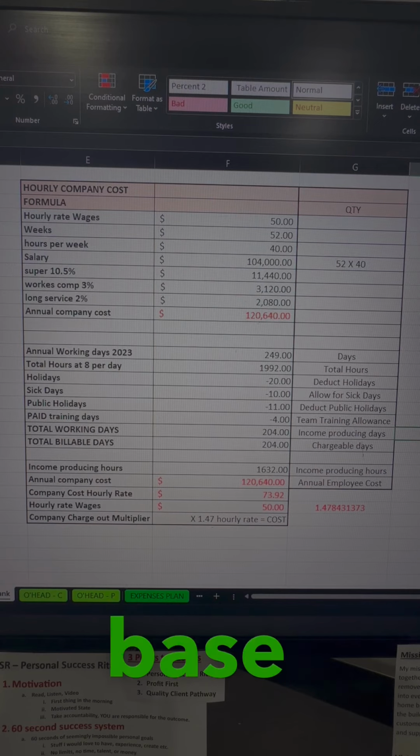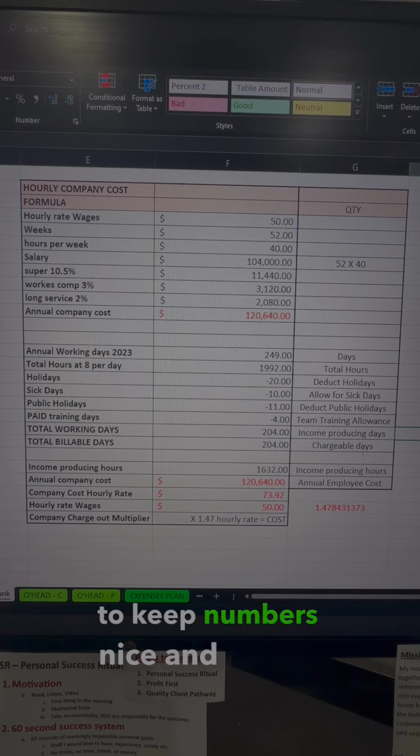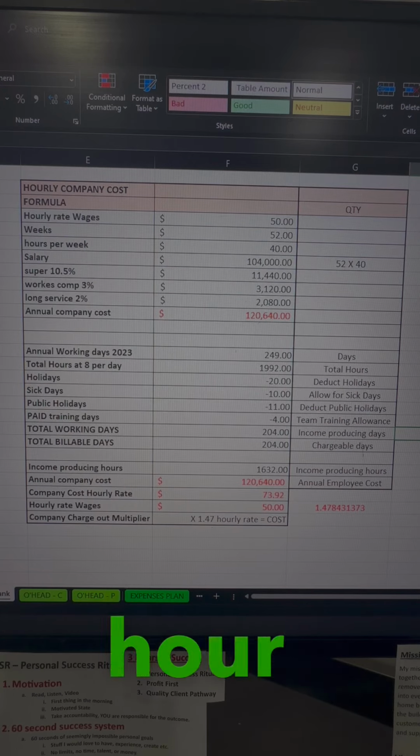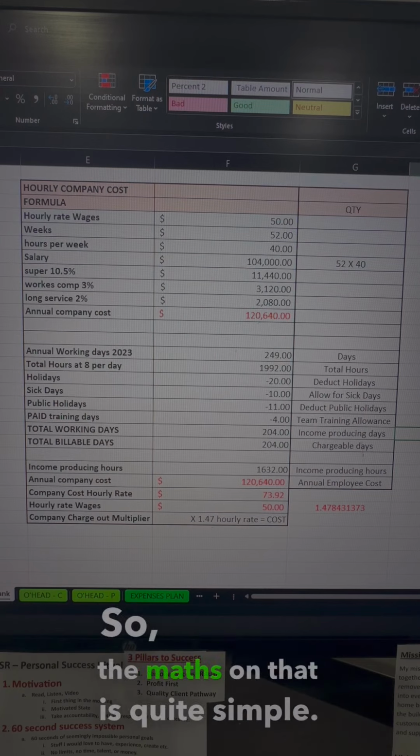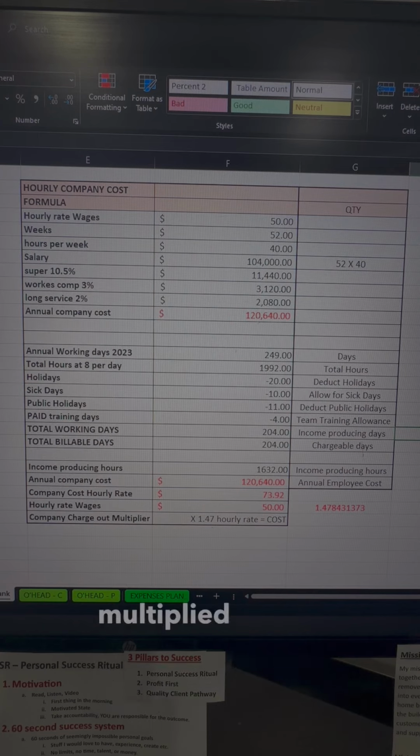We've set a base hourly rate on this one of $50 an hour to keep numbers nice and round. So you can see here, $50 an hour, 52 weeks in a year, by 40 hours a week is going to give us $104,000. The maths on that is quite simple. It's your hourly rate multiplied by the number of weeks in the year, multiplied by the number of hours in a week on an average basis.